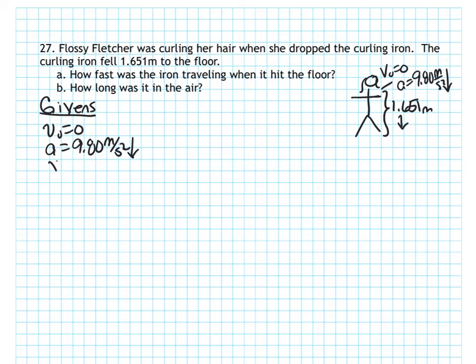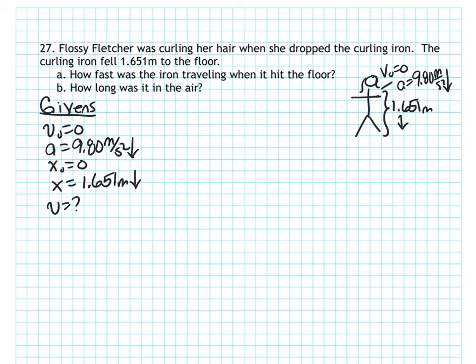And the distance it falls, well, it starts at 0 in her hand, and then it goes down to the floor. So I'm going to call that distance down to the floor 1.651 meters. I'm going to have a down arrow. And I want to know how fast it's traveling when it hits the floor. So I want to know that final velocity there.